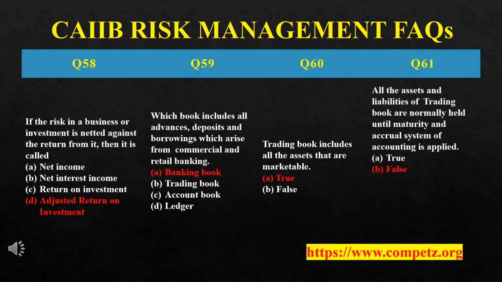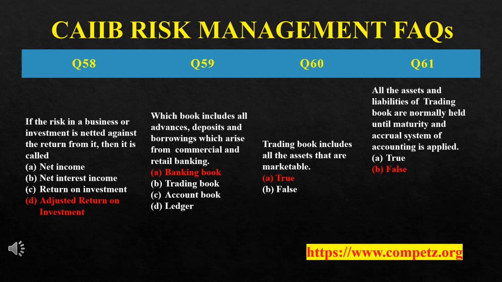Next question. You can see in the slide: which book includes all the advances, deposits and borrowings which arise from commercial and retail banking? There are 4 options: banking book, trading book, account book and ledger. So the answer is the first one, the banking book.